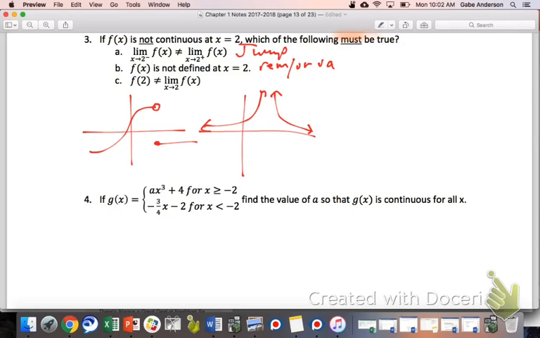And then, of course, you could have the removable discontinuity. This would be where you could certainly say the limit exists, but the value of the function at that 2, I guess, would not exist. So only C really incorporates all three possible types of discontinuities, so you really have to go with C.